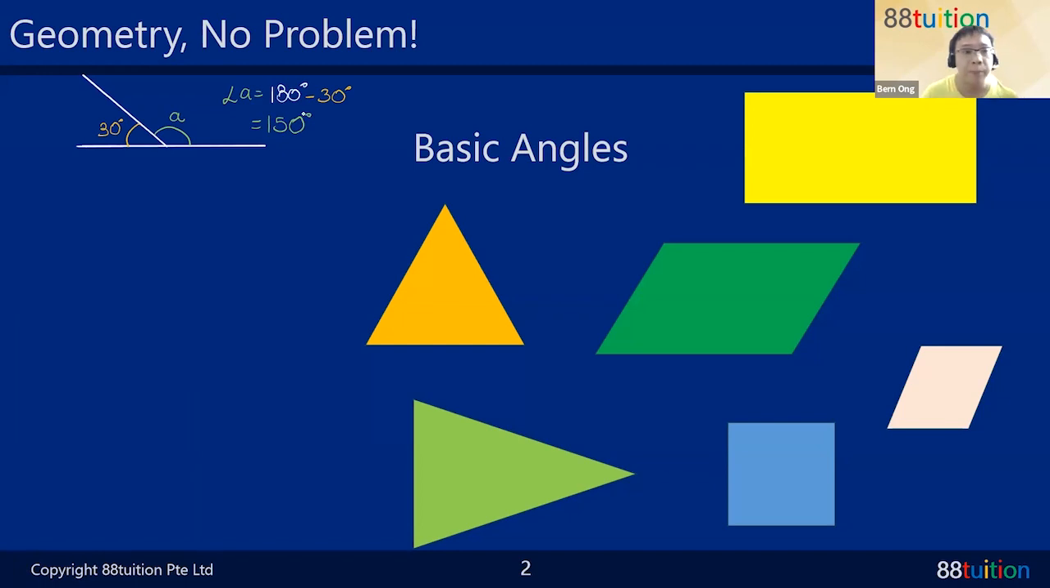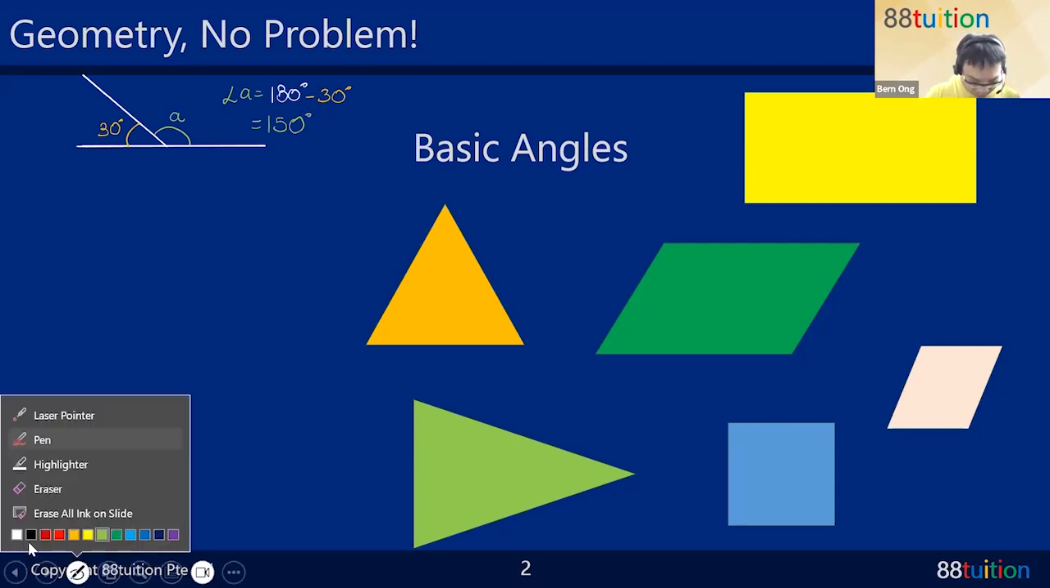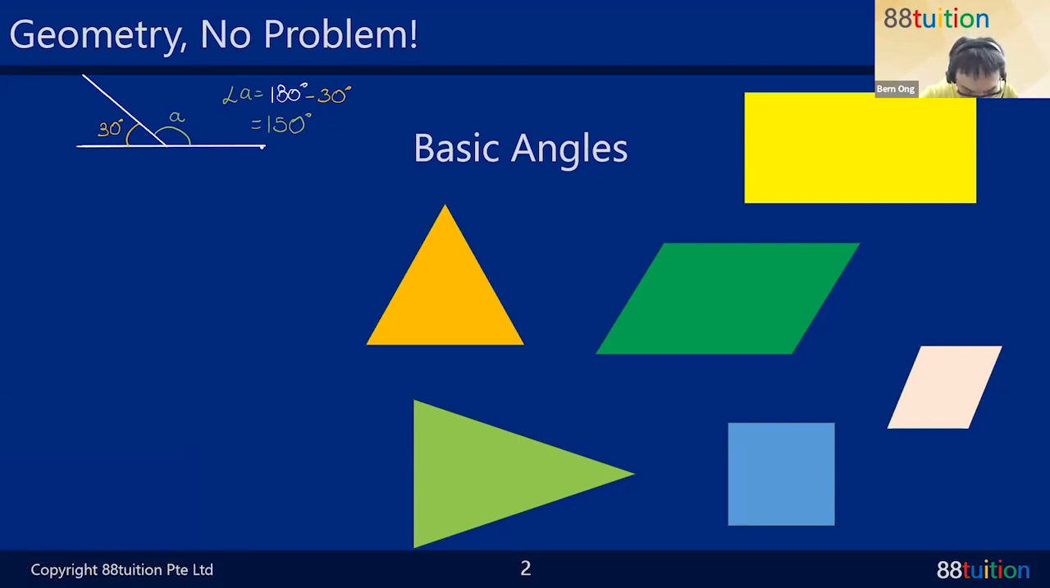What is this called? This is called angles on a straight line. Thank you, Hannah, Brian, and Shanmu for your answer. Any angles on a straight line, like that, all the angles will add up to 180 degrees.